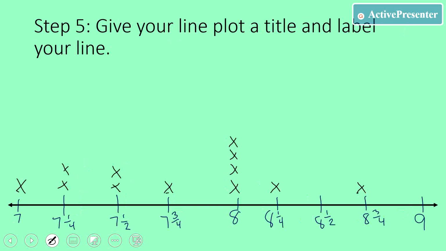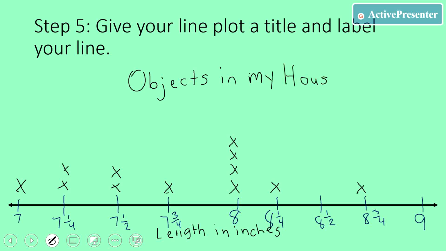So now that you have all of your X's on your line plot, it's time for step 5, which is to give your line plot a title and label your line. So I need to label my line, which is going to be length in inches, because that's what this is showing me. This is telling me that I measured all these things in length and inches. Then I'm going to give my line plot a title so I know what it was that I was measuring. So I'm going to write objects in my house. And that is my line plot.